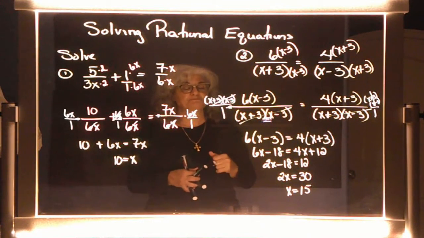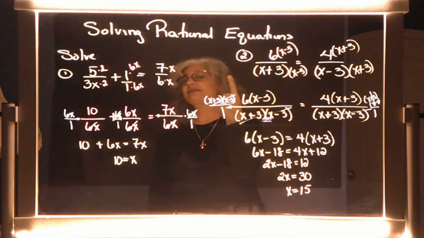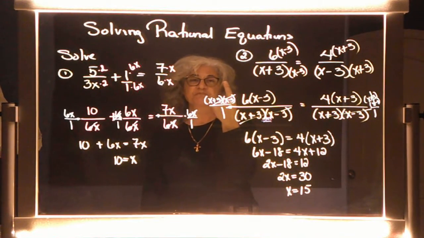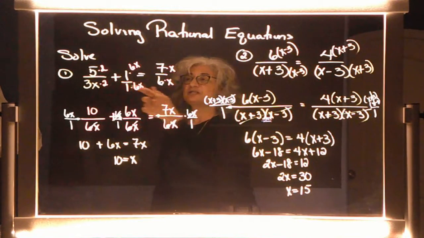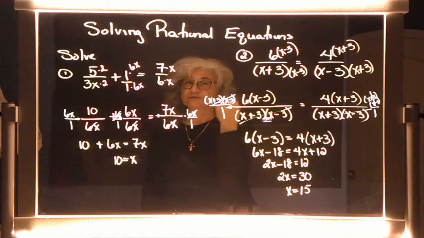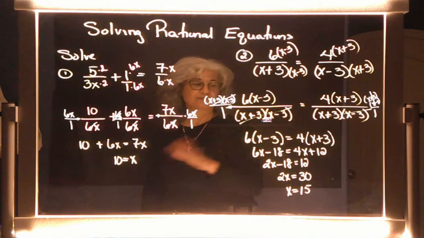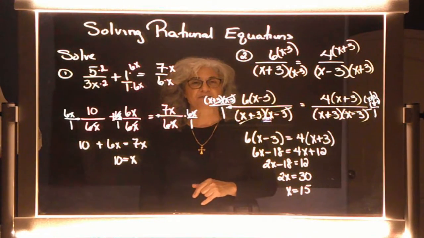Awesome. Okay, now, again, first step is get the denominators all the same. Second step, see what you need to multiply each of the denominators by, so you can do the same thing to the numerators. Third step, cancel those denominators. And then last but not least, solve the nice simple equation you have left.